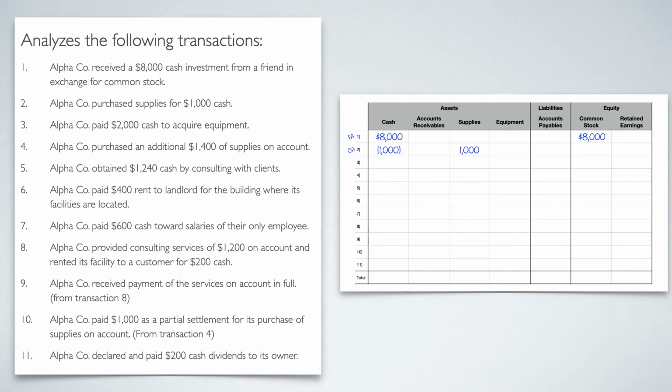So what I'm going to do is keep going, and hopefully you paused it already. I'm going to keep going through transaction 3. Alpha Company paid $2,000 cash to acquire equipment. Is cash involved? Yes, cash is involved. What is our cash doing? It is going down. So we're going to put negative 2,000 under cash. And what is the other side? It's going to be equipment. My equipment is going up by 2,000. So I'm going to add positive 2,000 to the equipment.